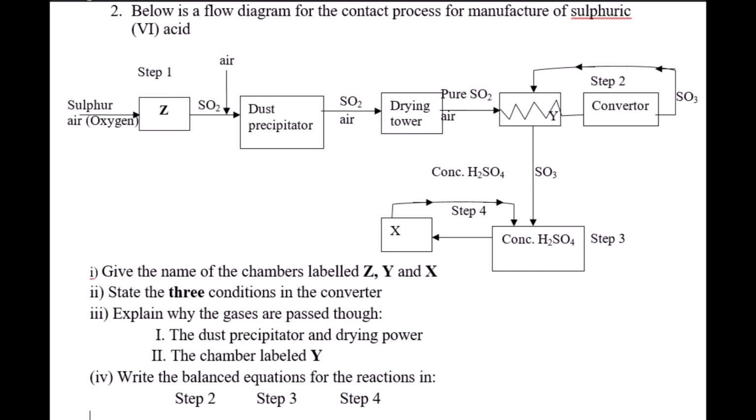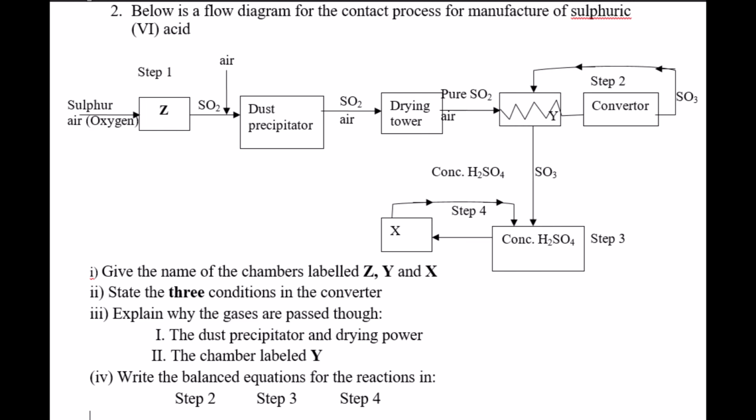You start from sulfur again and oxygen, step 1, into chamber G, going all the way to a dust precipitator. Air gets in there, into a drying tower. Then you have the heat exchanger, the converter again, all the way to the dilution, what we call the absorption tower, and then X, the dilution there. Sulfuric acid comes out.